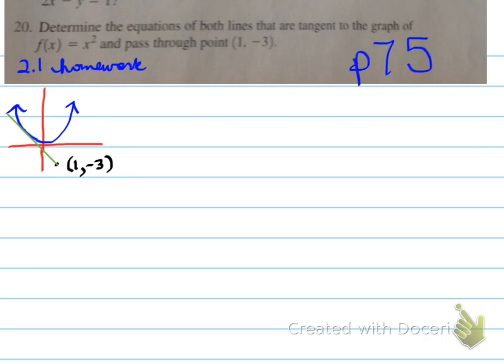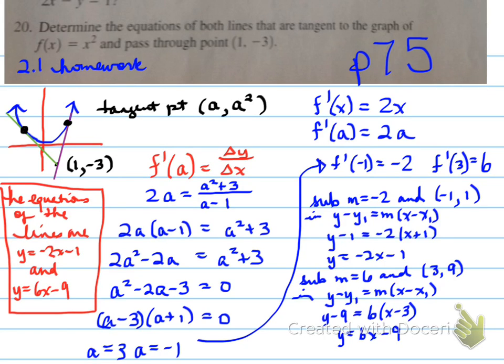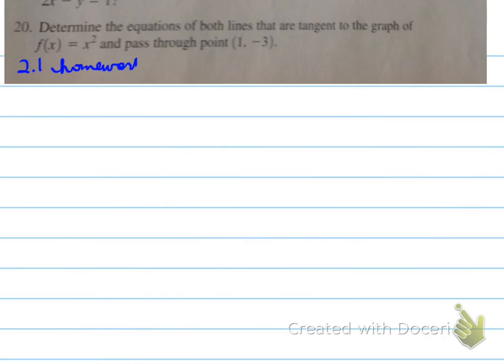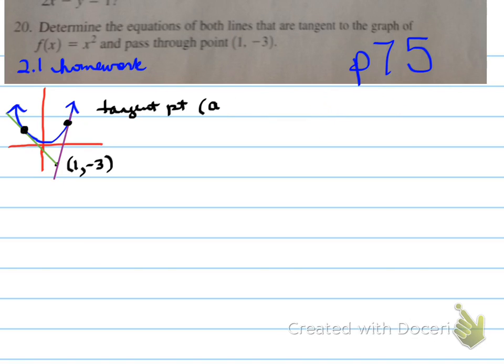So we have two lines, one green and one purple. The goal is that they touch one point on the parabola. What are the coordinates of that point? We don't know. If we knew the coordinates, we'd be able to find the equations, no problem. So let's go back a second, go through all this, and let's call that tangent point A for the x and a squared for the y. Why is it a squared?